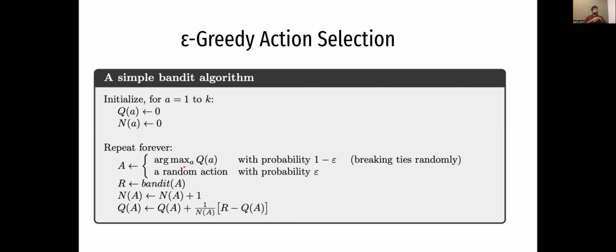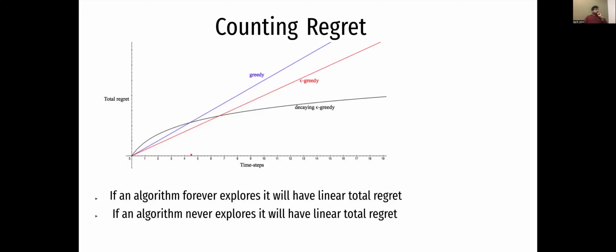So this is the simple algorithm of epsilon greedy action selection. And if you want to count the regret, in the last lecture I talked about the regret, the difference between the action taken and the optimal action. If an algorithm forever explores, always in the exploration phase, then it will have linear total regret. So this is my linear line. And if an algorithm never explores, it will also have linear total regret.